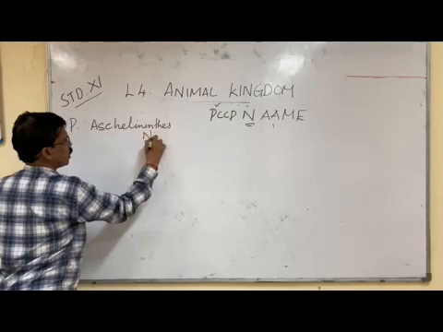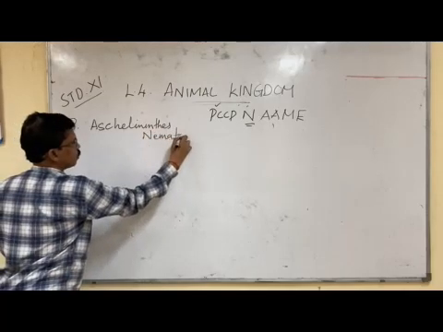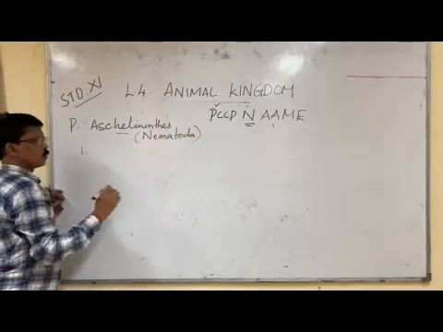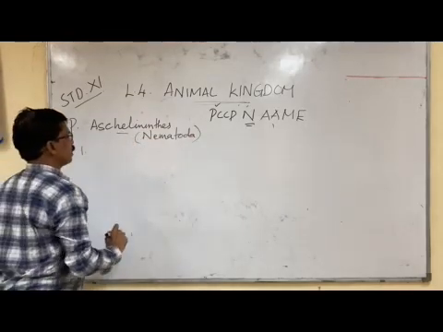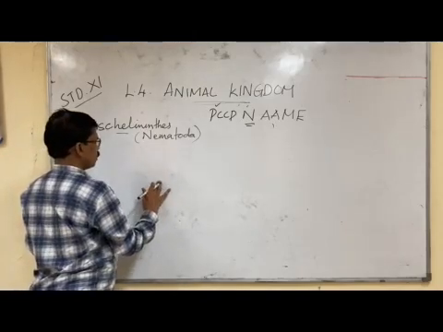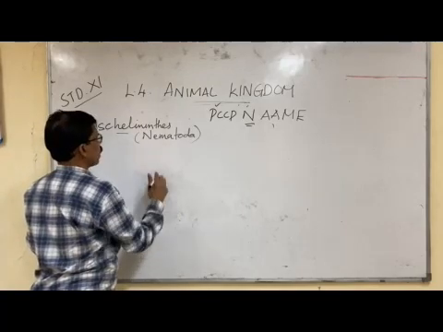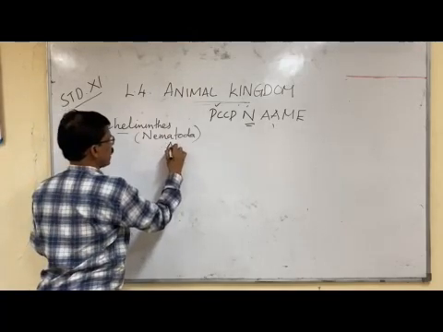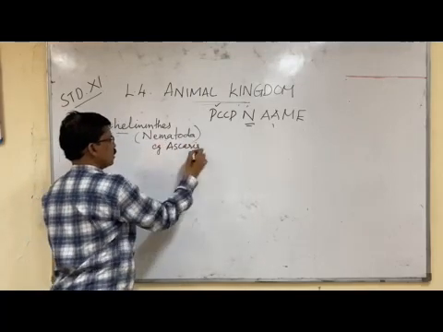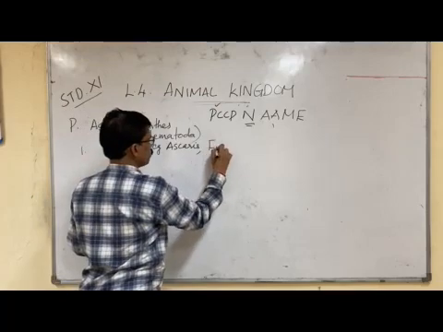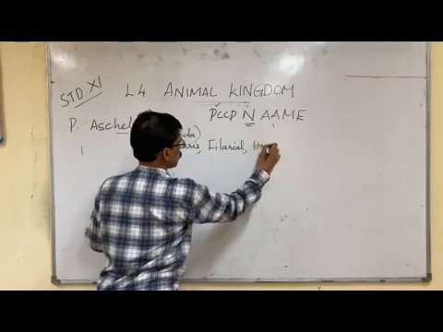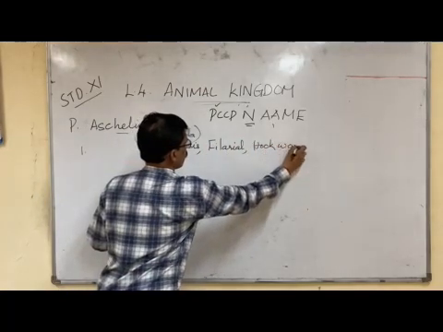It is also called the phylum Nematoda. In Nematoda, some examples are given. All are roundworms. For example, Ascaris, a filarial worm, hookworm. All types of worms are included in this phylum.